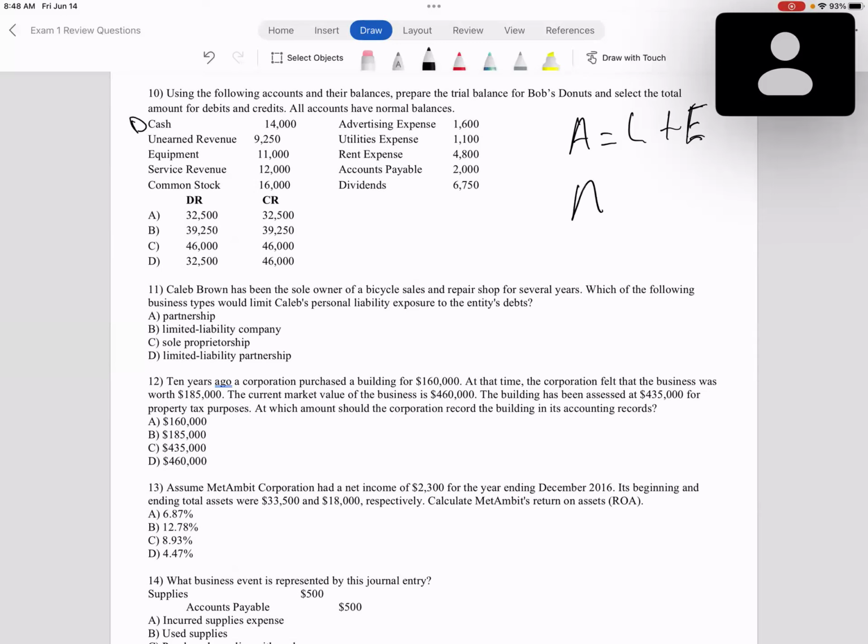Actually, the other thing that would be nice is to go AEDLRC. So just rewrite that. Go to your debits.